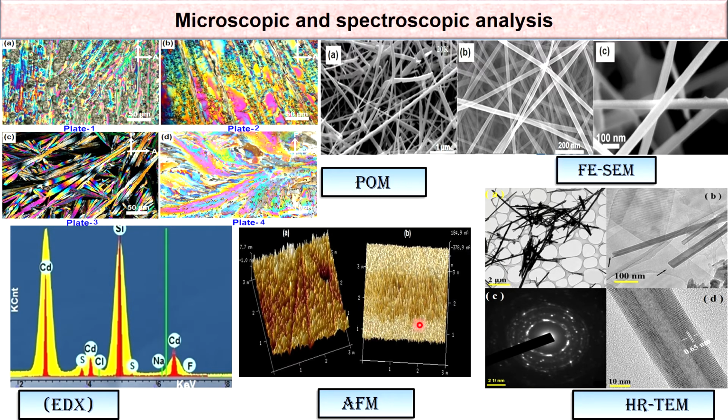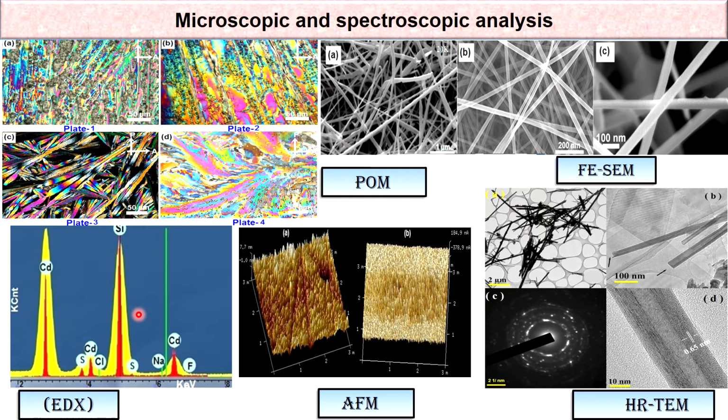And conducting mode AFM was performed, and it helped us to determine the maximum flow of surface current, and the surface current was determined to be around 3 to 12 nanoampere. And it gets saturated at a DC bias voltage of 3 volt.